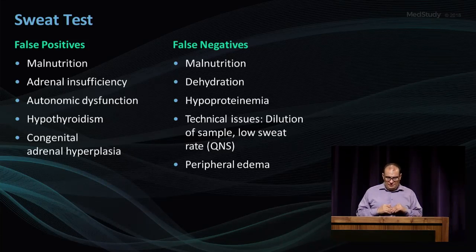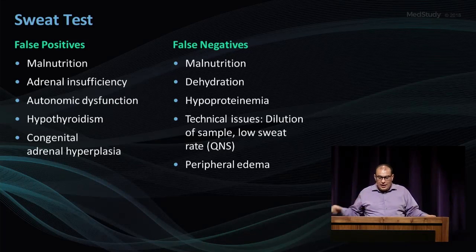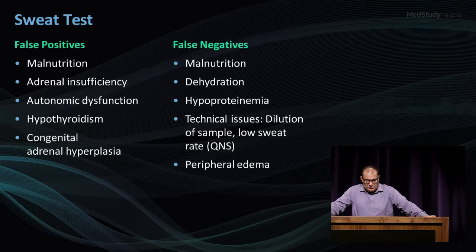A false positive. So what will give you a false positive? Malnourishment, and it seems in both, and I explain it in the false negative. Adrenal insufficiency, because you have your electrolytes messed up, correct? Autonomic dysfunction also, that could affect the sweating, hypothyroidism, and congenital adrenal hyperplasia. Usually I will say adrenal insufficiency and congenital adrenal hyperplasia have to do with our electrolytes, the regulation of our body electrolytes. That could make sense.